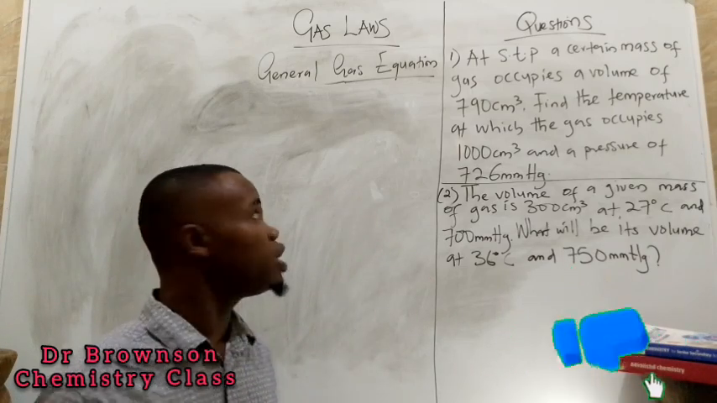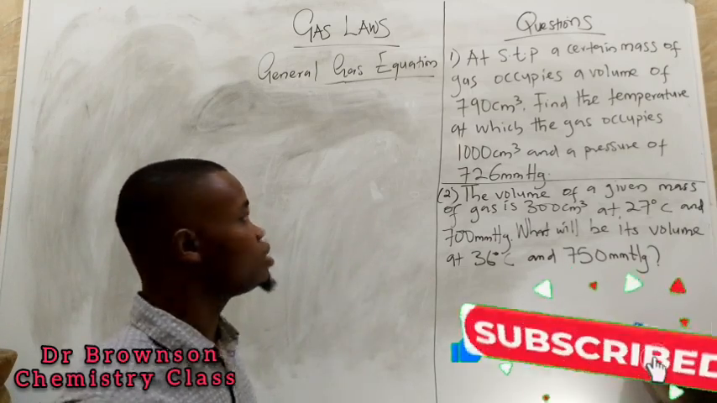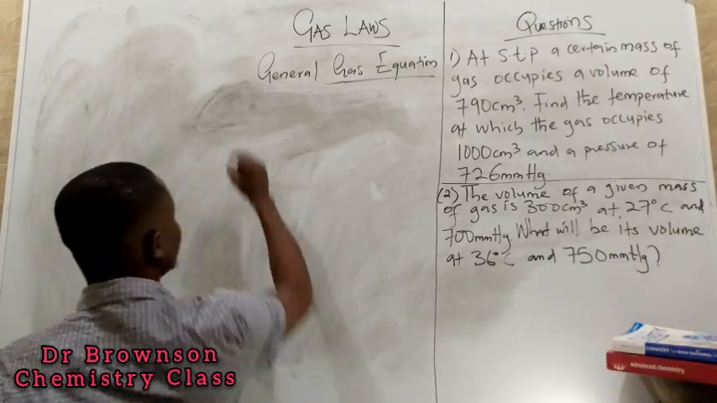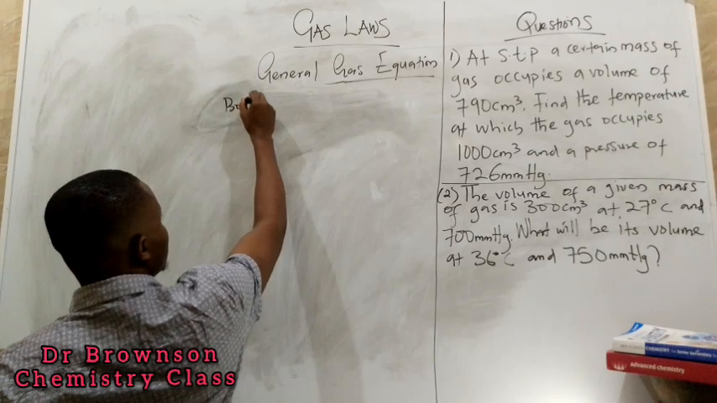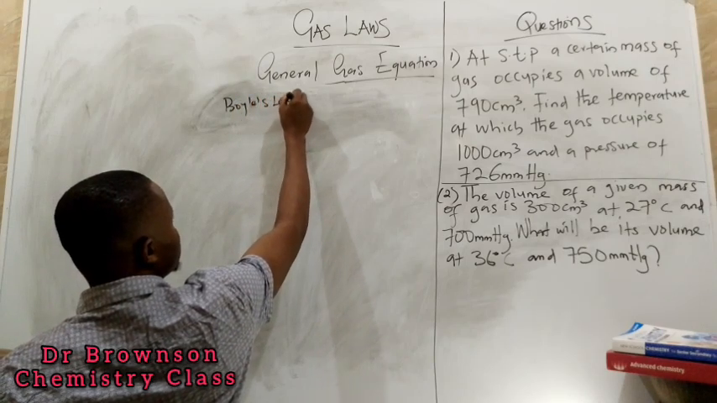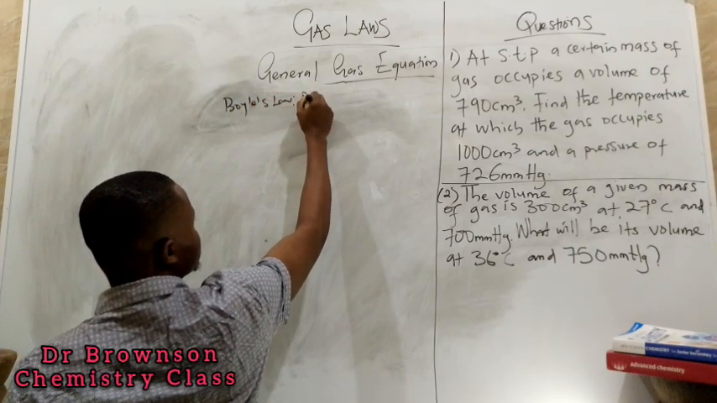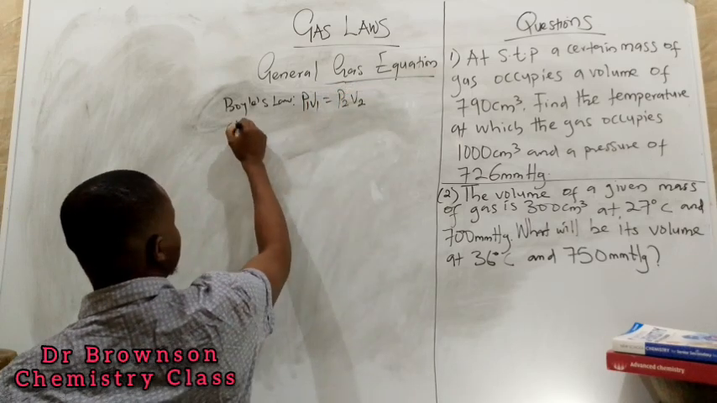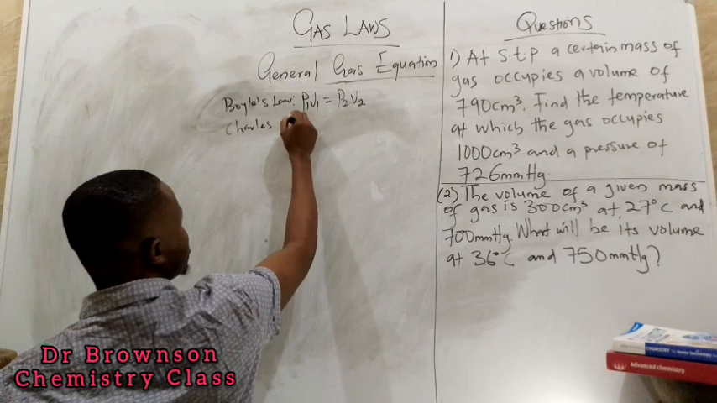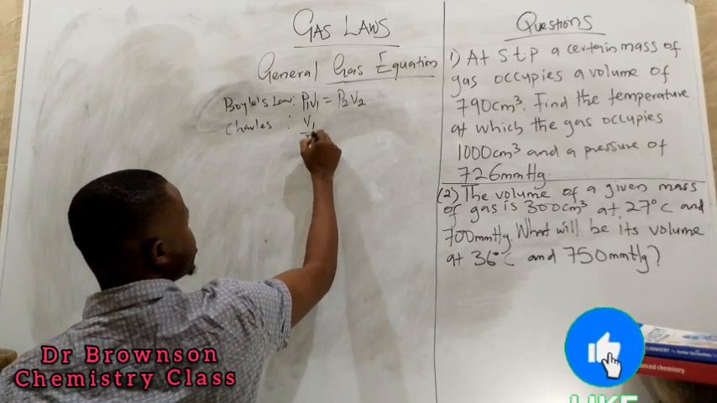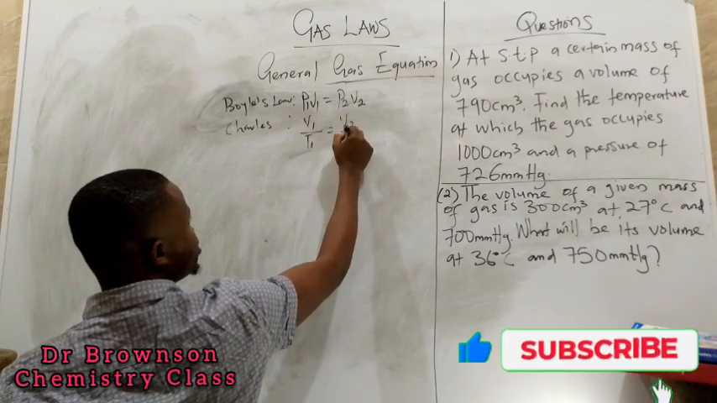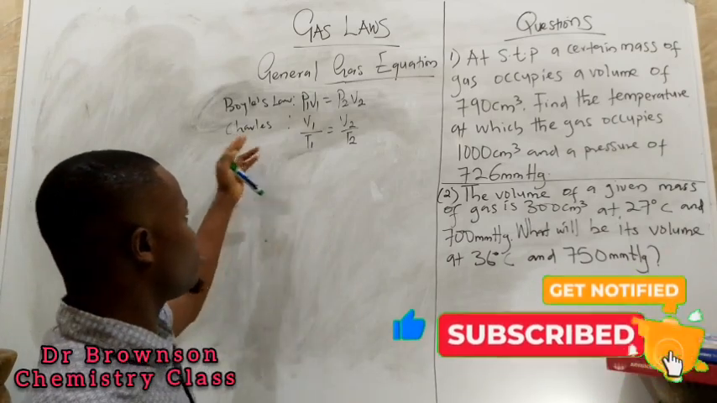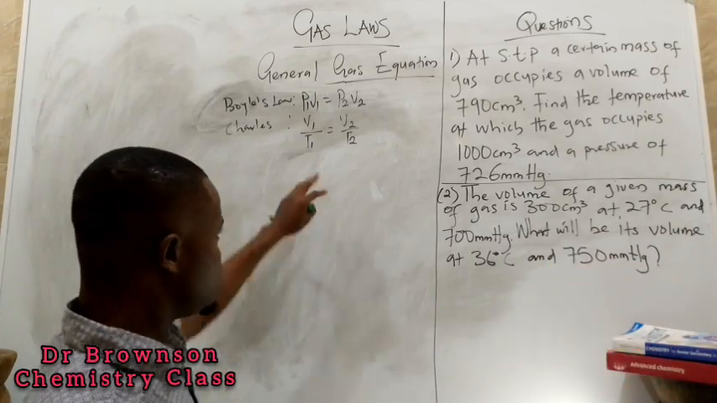General gas equation under gas laws. So lastly, I talked about Boyle's law and Charles' law, and I said the formula for Boyle's law is P1 V1 equals P2 V2. Then for Charles' law, it's V1 over T1 equals V2 over T2. So the general gas equation combines both Boyle's law and Charles' law together.